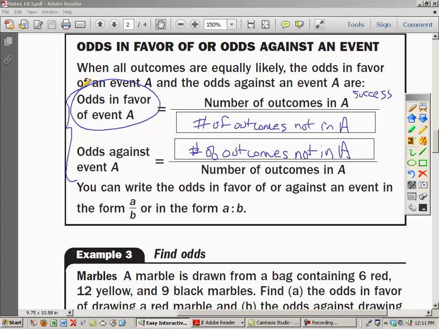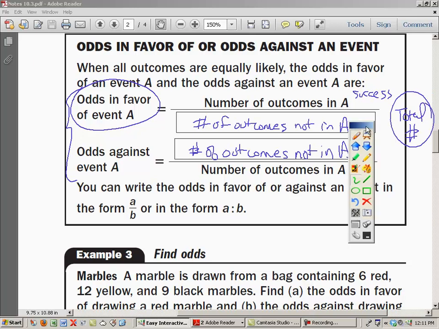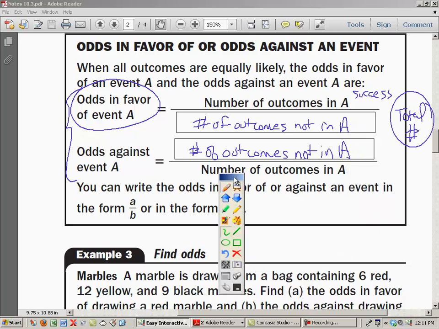Okay, so it says you can write the odds in favor of or against in the form A over B or A colon B, because again it's a ratio, a quantity comparing 2 numbers. Notice that we're not talking about totals here. We don't talk about the total number of ways something can happen. We're simply looking at comparing the outcomes, whether it's a positive or a negative event.